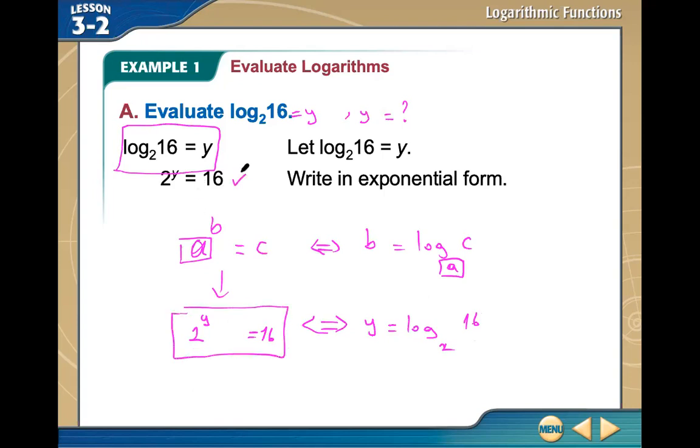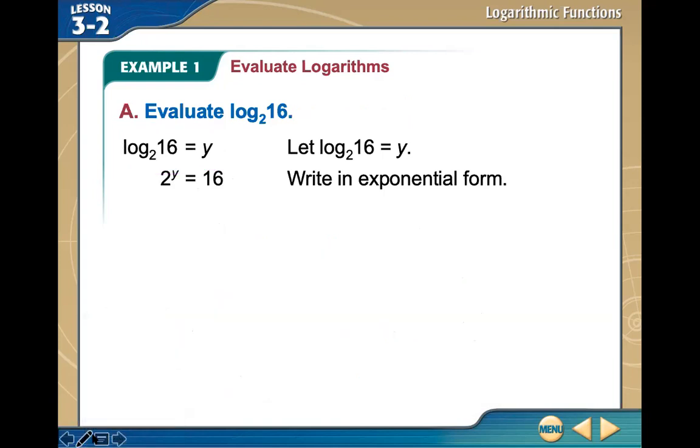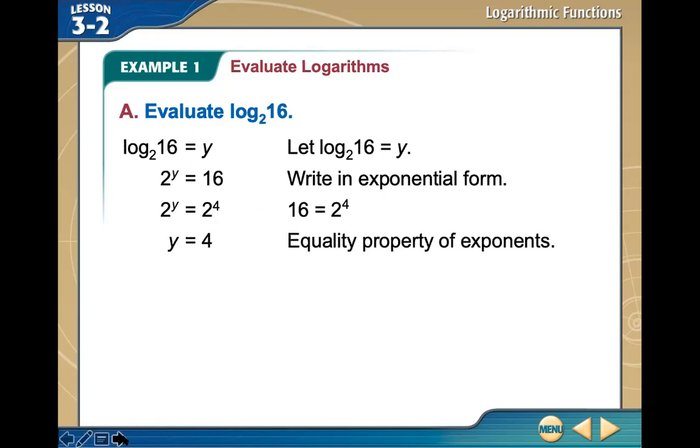And I know that 16 can be expressed as 2 to the power of 4, which is 2 times 2 times 2 times 2. We know the exponential rules: when the bases are equal to each other, the exponents are directly equal to each other. So y is equal to 4. That's it. Let me show you here on the PowerPoint also how the solution goes step by step. It directly writes the answer, so y is equal to 4.